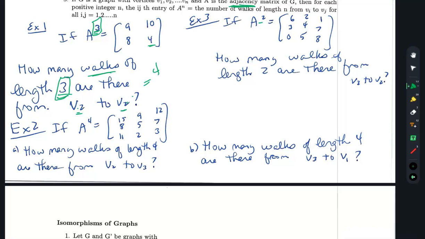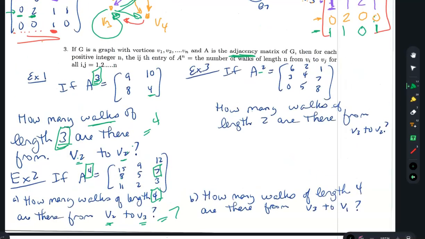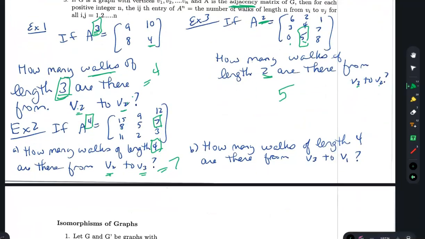So let's go through a couple of examples. Here is A to the 4th power, so this is going to give me walks of length 4. I need to identify the entry from V2 to V3. From V2 to V3, that would give us 7. And here is A squared, so we're going to get walks of length 2. How many are there from V3 to V2? From V3 to V2, I would get 5. And I forgot to do part B here from this one. Walks of length 4 has to be A to the 4th. From V3 to V1, there would be 11, that number right there.